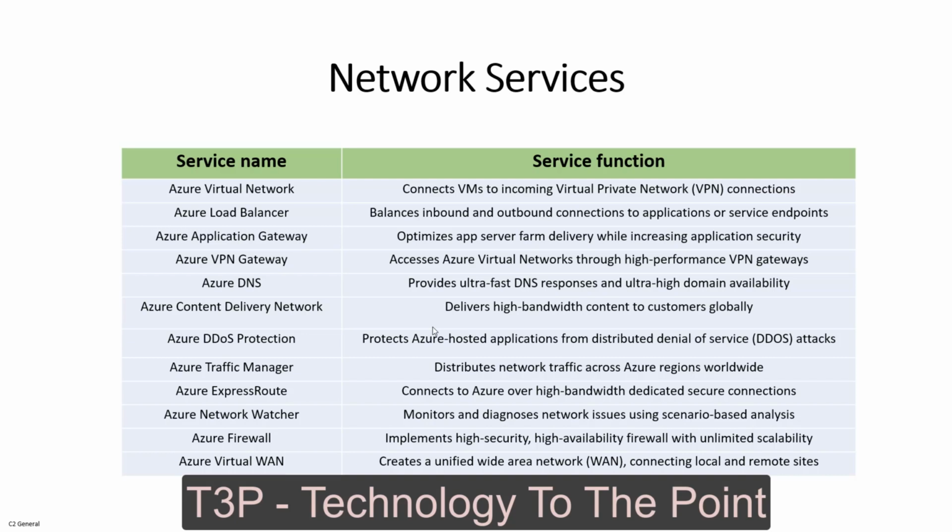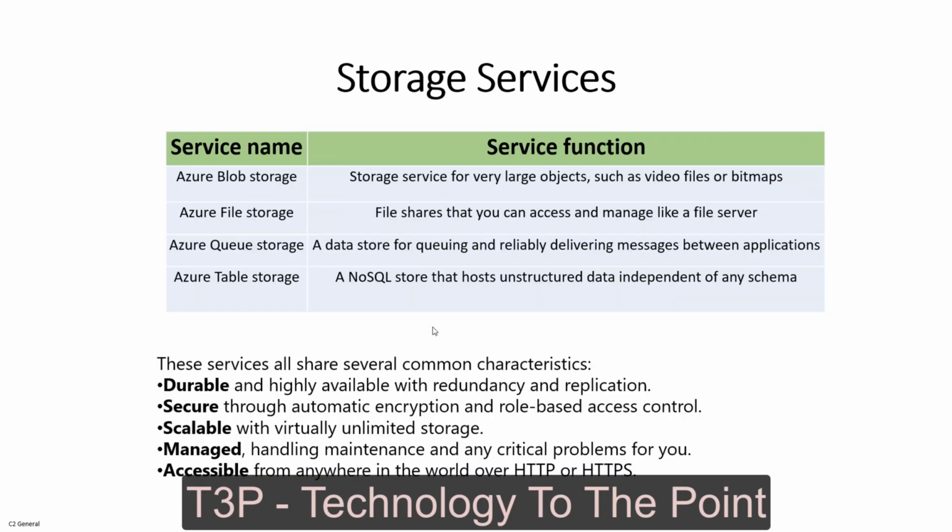Azure ExpressRoute provides a dedicated connection between your on-premises environment and the cloud. Then we have Azure Network Watcher, Azure Firewall. Oh yeah, Azure Firewall is also an important service. It implements a high security, high availability firewall with unlimited scalability. Then we have Azure Virtual WAN, that is not much important.